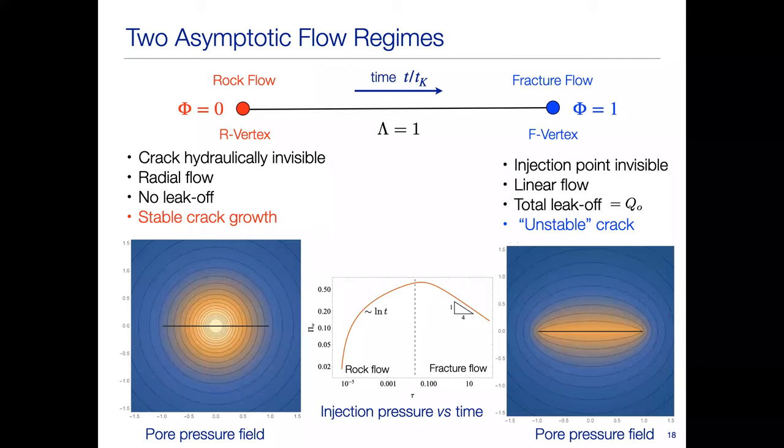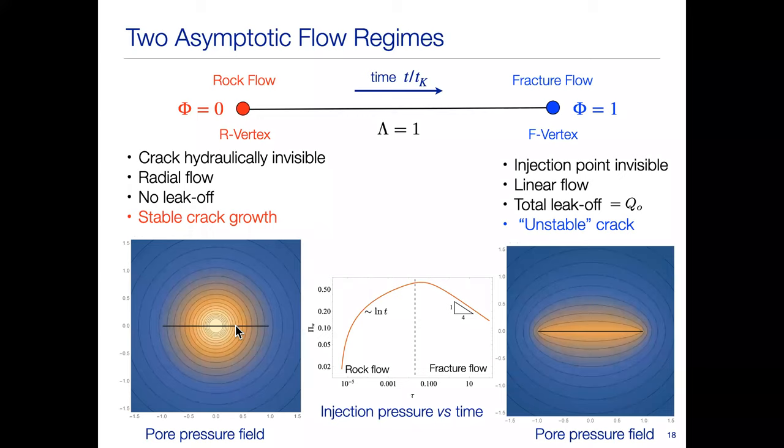So what does that mean? It means that as the fracture initiates and propagates, its conductivity is so small in a relative sense compared to the porous medium that the crack is hydraulically invisible. It does not change the flow pattern. You can see that on the left here by those contour levels of the pore pressure. Even though the crack is there, and those level sets have been calculated for this particular length of crack, it does not affect the pore pressure pattern. There's no leak off because there's only radial flow.